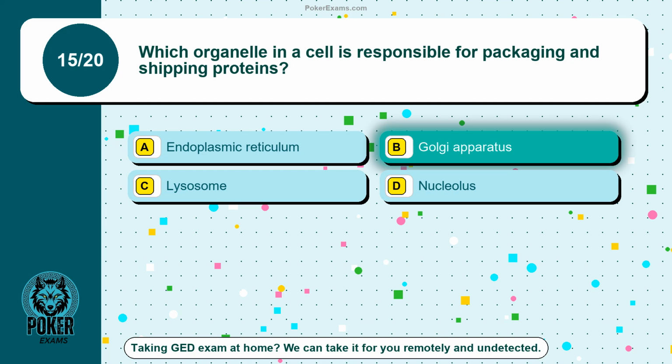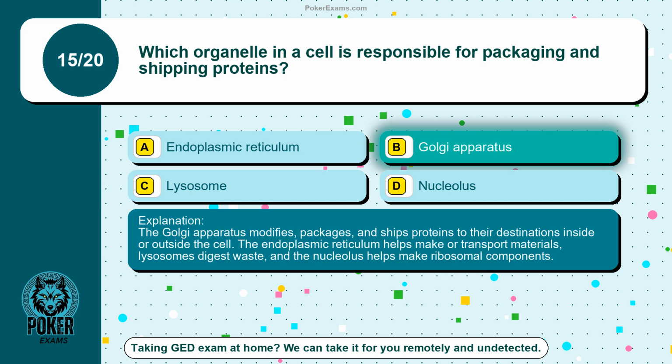The correct answer is option B. Golgi apparatus. The Golgi apparatus modifies, packages, and ships proteins to their destinations inside or outside the cell. The endoplasmic reticulum helps make or transport materials, lysosomes digest waste, and the nucleolus helps make ribosomal components.